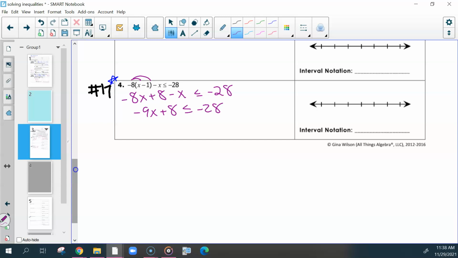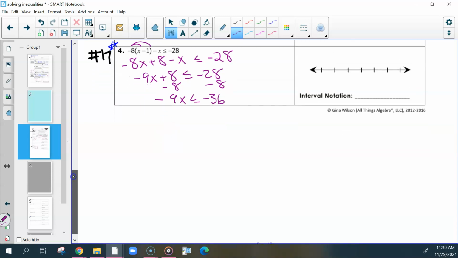And then we could continue solving, subtract 8 from both sides. And divide. In this case, is our sign going to change? Yes. So we'll flip directions. If you don't change directions, your answer is going to end up wrong. So be very careful.